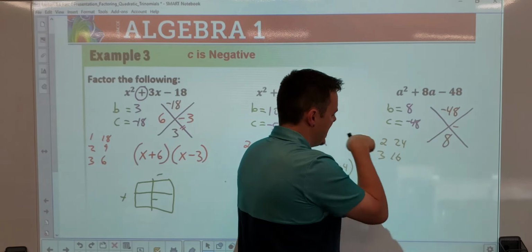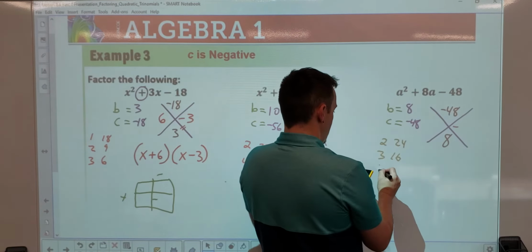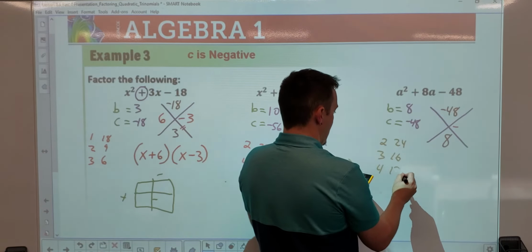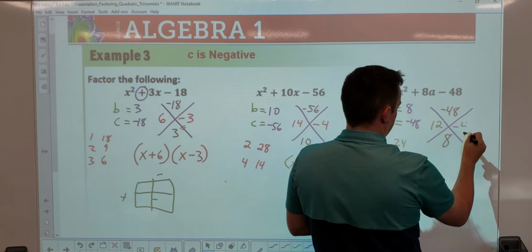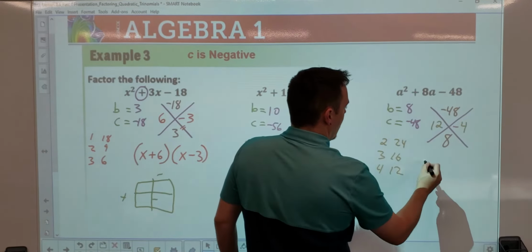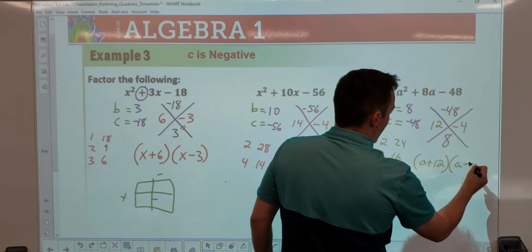Nope, if I subtract that, that's 8. 48 divided by 4 is 12. So it'd be 4 and 12. 12 minus 4 is 8. All right, so hopefully you guys can see when I talk you through the process of how you can solve these, okay?